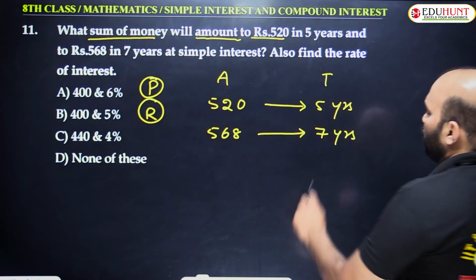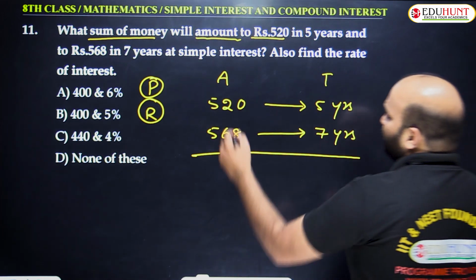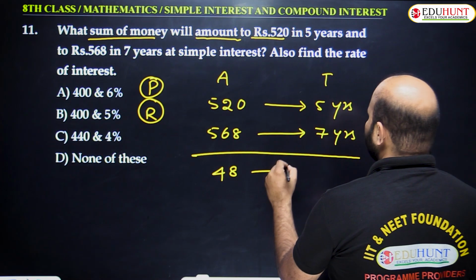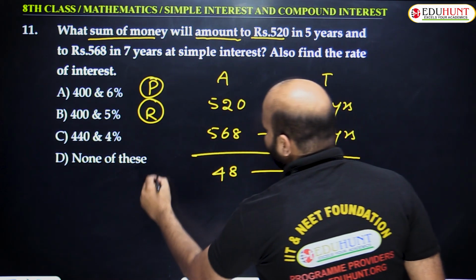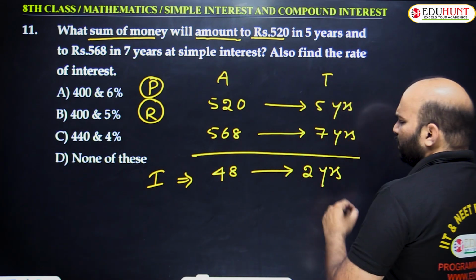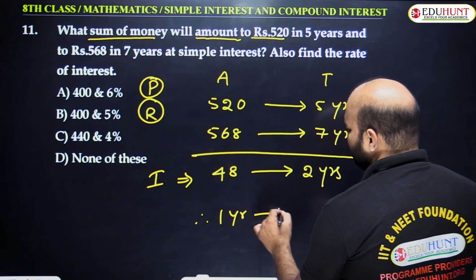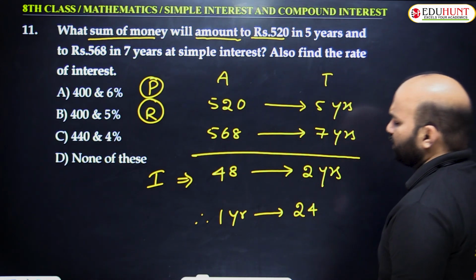So firstly, what is the difference between the amounts? That is called interest. The difference between the amounts is 48 rupees in a time period of 2 years. So the difference between the amounts is called interest. So how much interest are we getting? 48 rupees in 2 years. Therefore 1 year interest equals 48 by 2, nothing but 24 rupees. Am I clear?